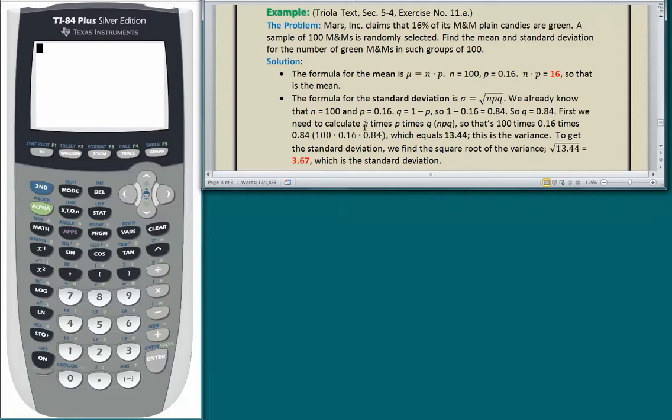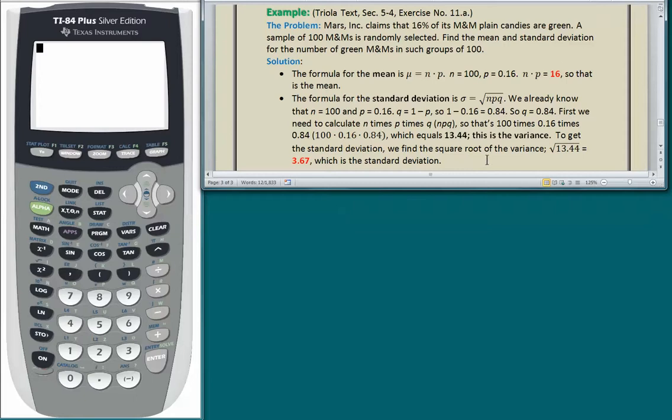First, we need to calculate n times p times q. So that's 100 times 0.16 times 0.84. And that equals 13.44. This is the variance. Again, we're trying to find the standard deviation, but this is the variance. To get the standard deviation, we simply take the square root of the variance. So the square root of 13.44 is 3.67, which is the standard deviation.